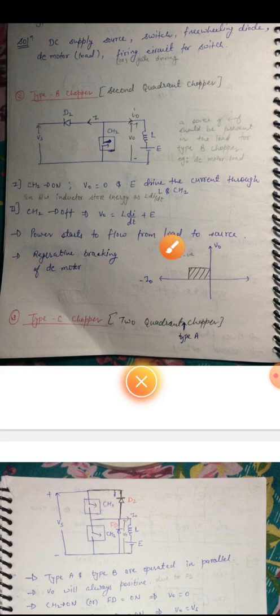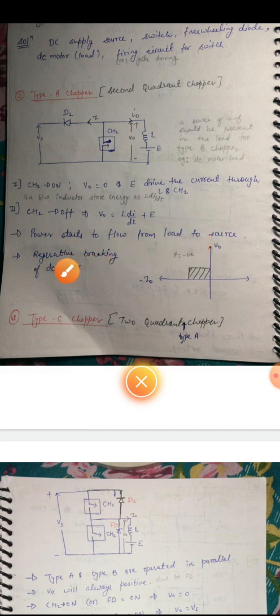Power starts to flow from load to source. This power will start flowing from load to source because the inductor was charged with plus-minus polarity. Now it will change its polarity: upper will be positive and lower will be negative, and the current will start flowing from load to source. In this way the inductor discharges. So your V naught will be equal to L di by dt plus E, and power flows from load to source.